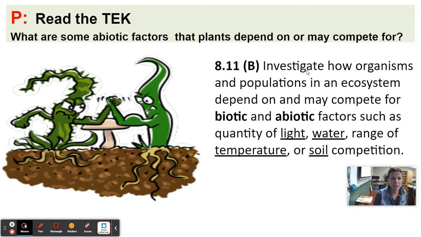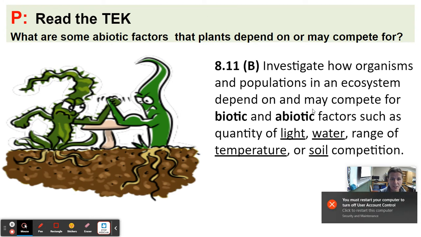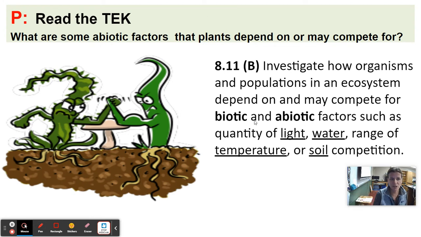In your reading, you will be investigating how organisms and populations in an ecosystem depend on and may compete for biotic and abiotic factors. Abiotic factors such as quantity of light, water, range of temperature, or soil. So plants can compete for these abiotic factors such as the amount of light, water, temperature, and soil.